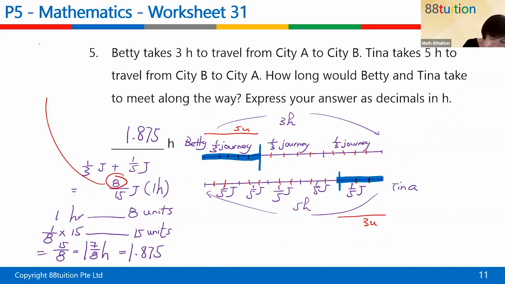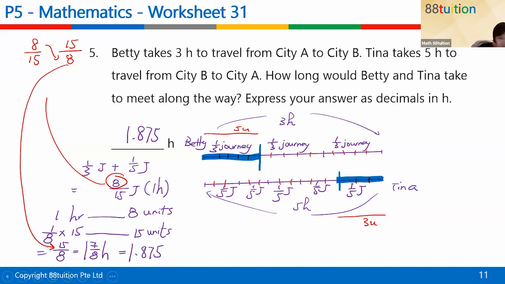I do this here. My answer 8 over 15, right, is for that 1 hour. And then I inverse it. It becomes the answer here. Look here, it's the opposite. Numerator becomes denominator, denominator becomes numerator. So now, is it very amazing? But actually it works.